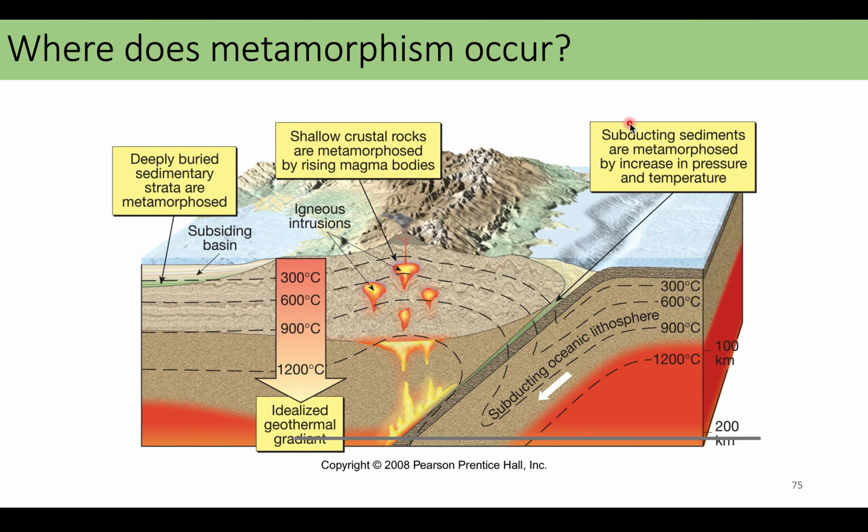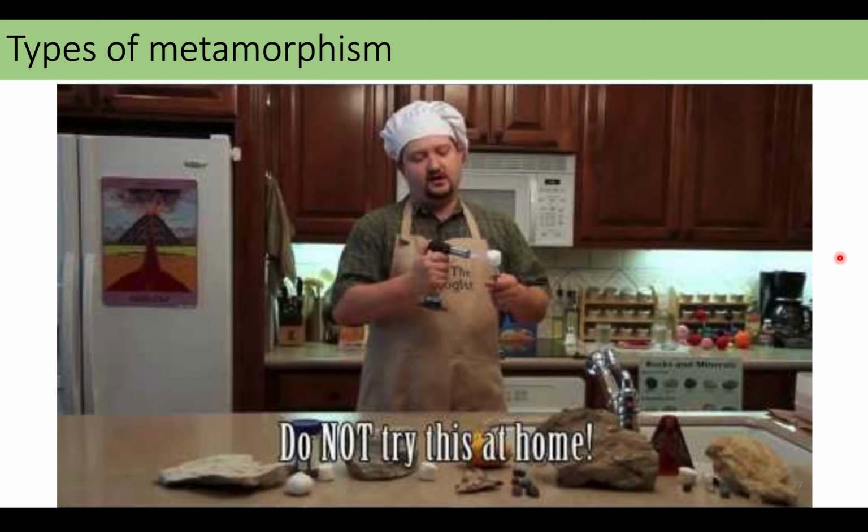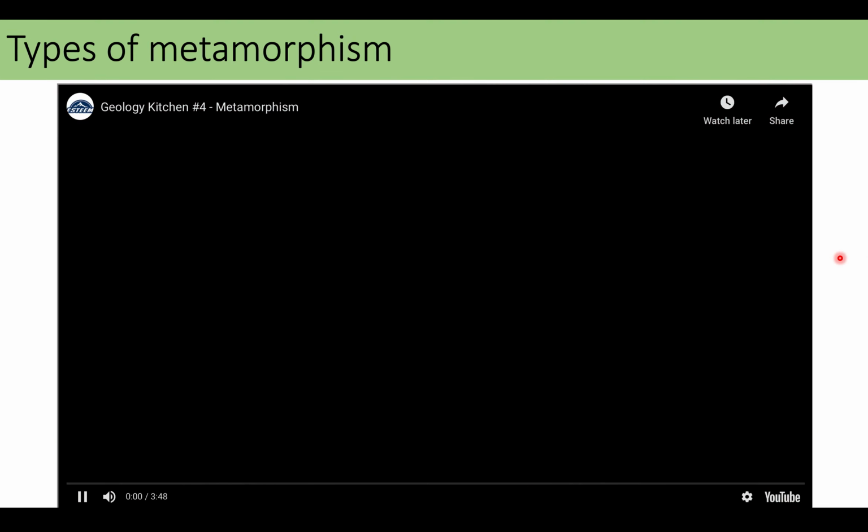So now where does metamorphism occur? Metamorphism, remember, we need high heat, we need high pressure, we need compaction and shear. So there's quite a few places that metamorphism can occur. So there's contact metamorphism, burial metamorphism, regional, hydrothermal, subduction metamorphism, and then also shock metamorphism, which is a little less common. So I have a video about the types of metamorphism for you guys.